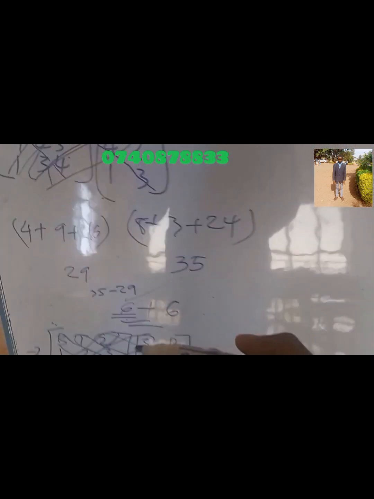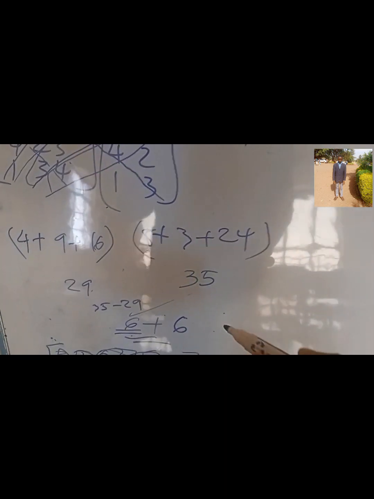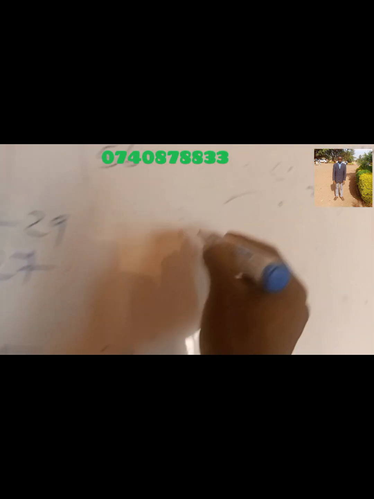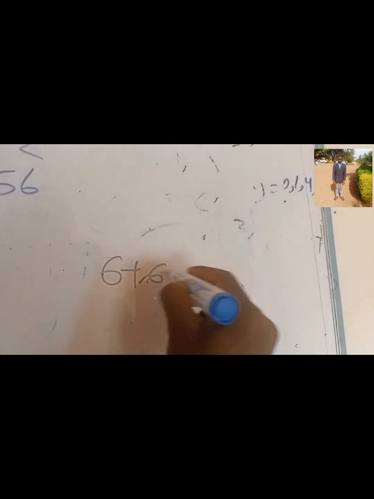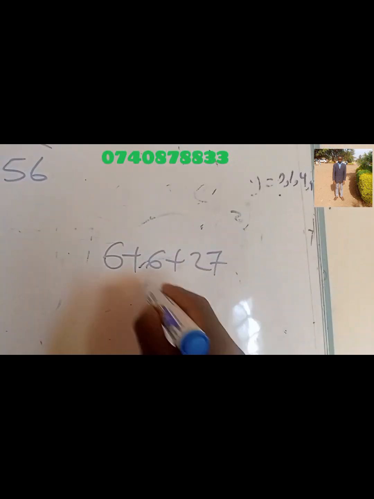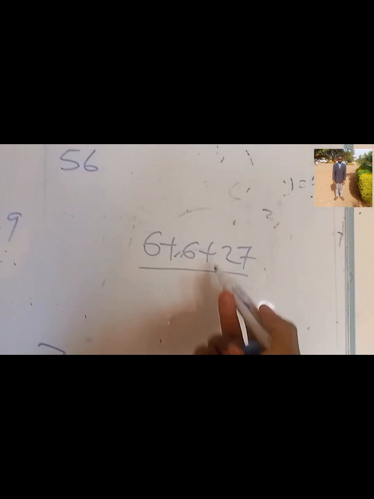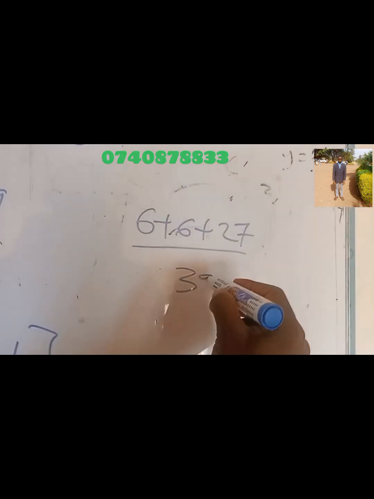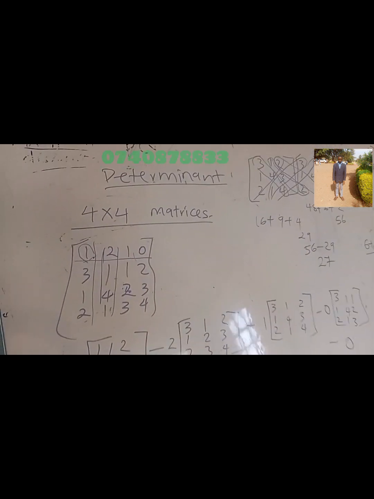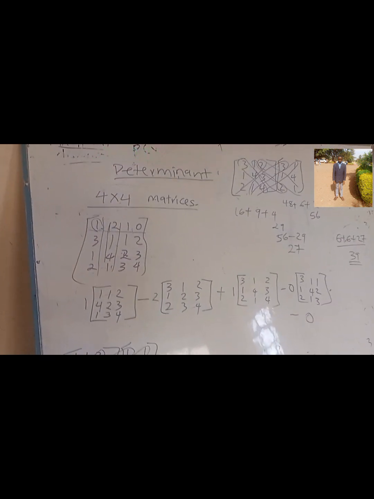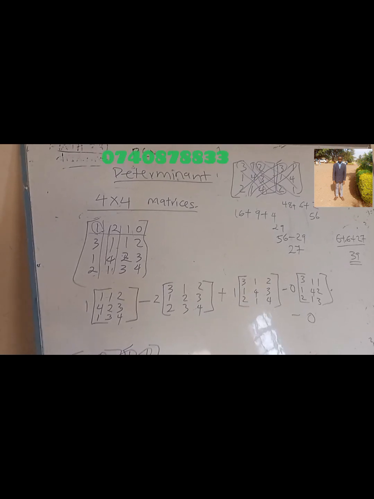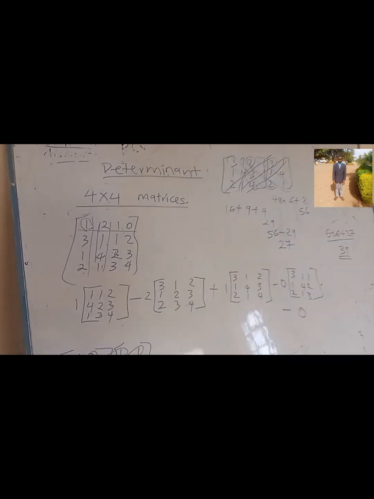So the determinant will be 6 plus 6 plus 27. It is 6 plus 6 plus 27, which is giving us 39. And that is how we calculate the determinant of a 4 by 4 matrix.